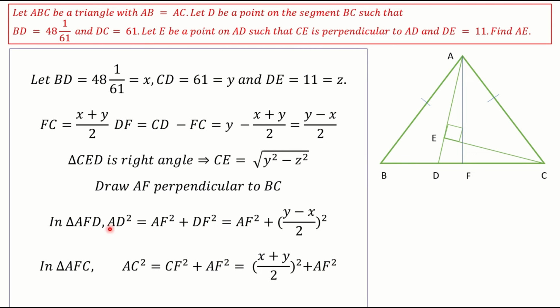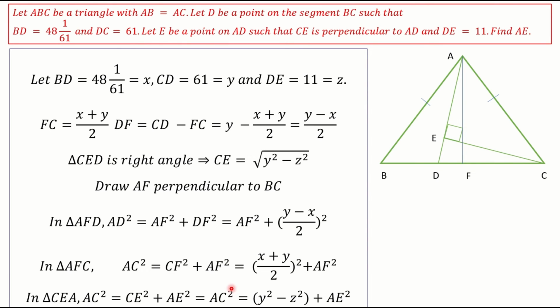AF square, AF square. And AD you can write in terms of AE plus DE. DE you have value already, so only AE will be the variable, if you remove AF basically, correct? If you remove AF in these two equations, the only variable is AE, and of course AC. AC is also you have to remove. Okay, let's see how to do.